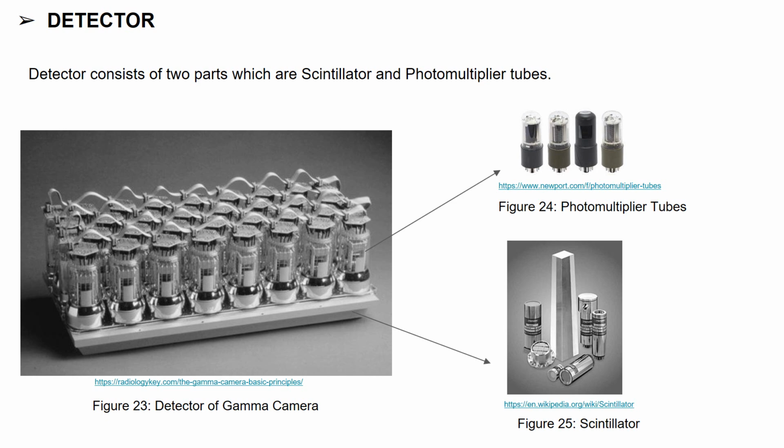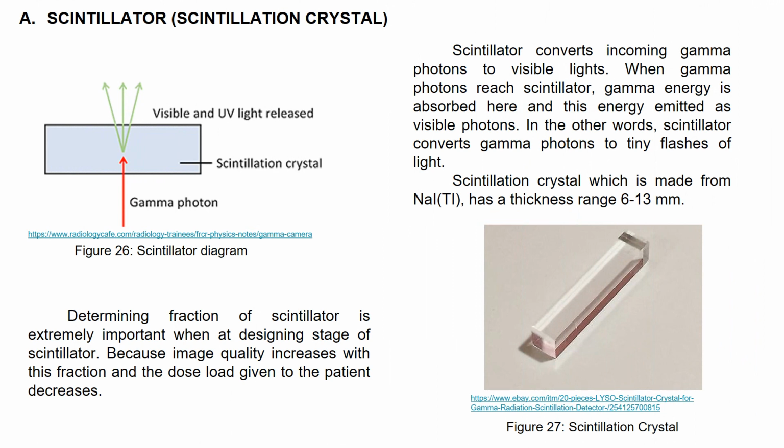The second component of the gamma camera is the detector. It also has 2 components, which are the scintillator and photomultiplier tubes. The scintillator can also be called a scintillation crystal, and it is made from sodium iodide. Gamma photons come to the scintillator after passing through the collimator. These gamma photons are converted to visible light by the scintillator.